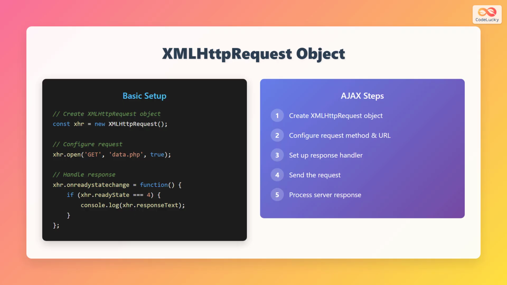Now let's understand the steps for AJAX. First, you have to create the XMLHttpRequest object. Then, configure the request method and the URL. After that, set up the response handler. Then, send the request and finally process the server response.